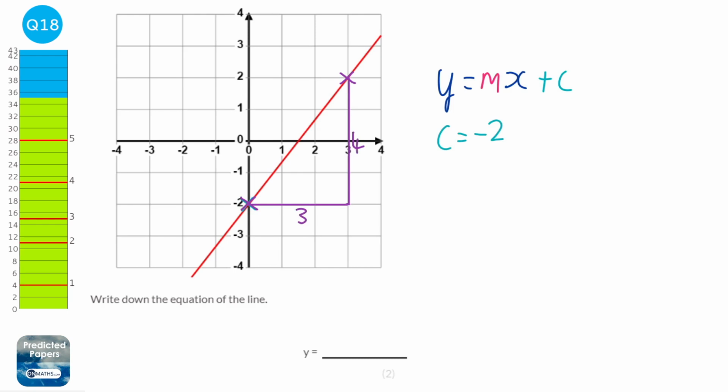Now, to find the gradient, what we want to do is find out how much y has changed, so change in y, so that's how far up it's gone, which is 4, and put that over how far right it's gone, so the change in x, which is going to be 3. So our equation is going to be y equals 4 over 3 x minus 2.